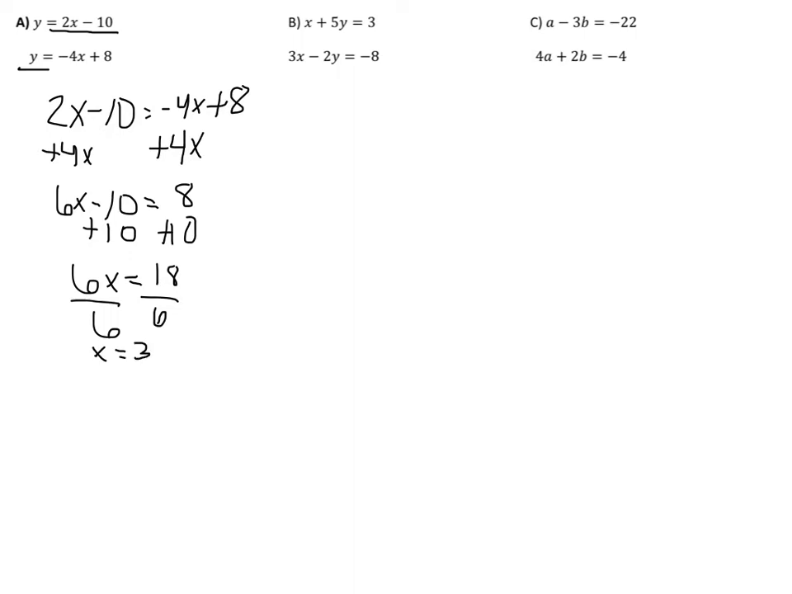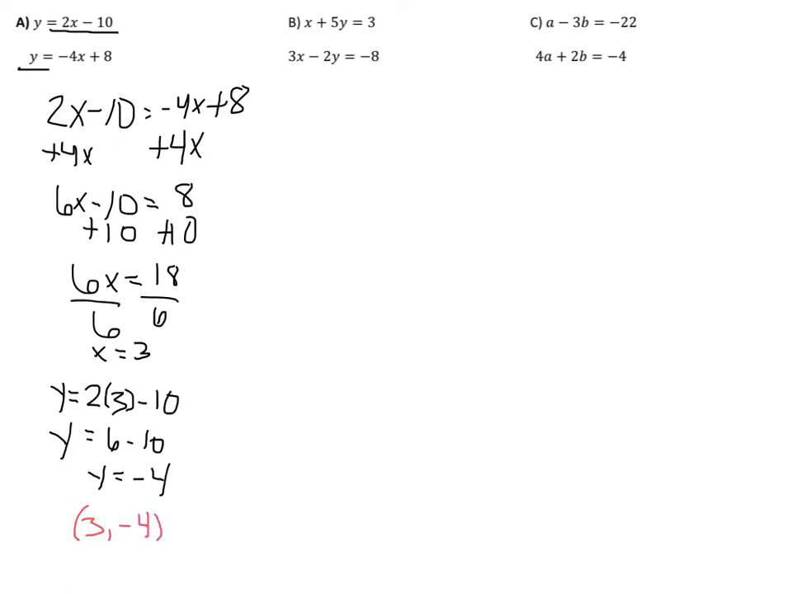Now that I have one variable, I can substitute that variable into either one of the equations. I'm just going to choose the first one. So I have y equals 2 times 3 minus 10. I'm going to end up with 6 minus 10, so y equals negative 4. So our solution is going to be 3, negative 4.